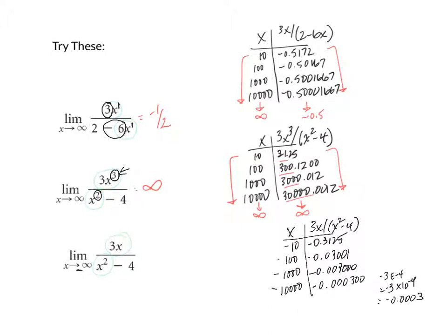Okay, so compare your results to mine, and hopefully you got the same thing. If not, double check that your function is correctly inputted into your calculator. That's 3x divided by x squared minus 4. Notice the change from the second problem. The second problem was 3x cubed over x squared minus 4. This is just plain 3x over x squared minus 4. And notice that as the sequence of inputs approaches negative infinity, the sequence of outputs is approaching 0. So the limit here is 0.